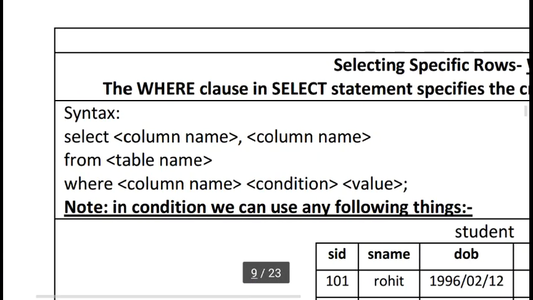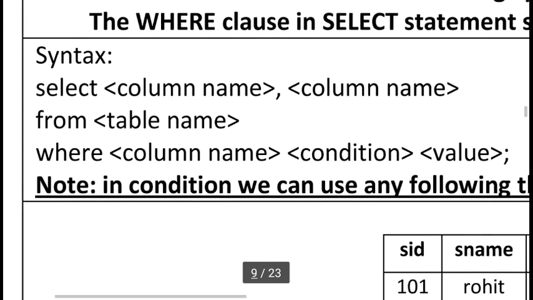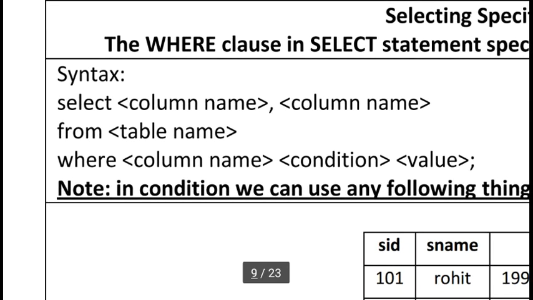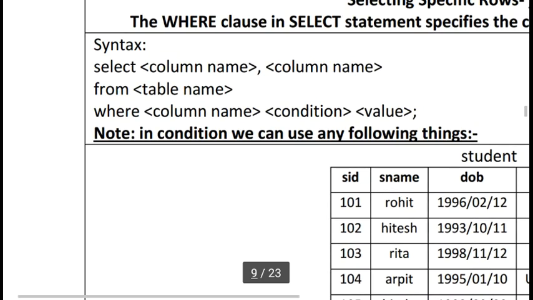So you can see the complete structure of the SELECT command. Syntax: first we write SELECT, then our particular columns, column name 1, column name 2, then FROM table name, and we can use WHERE with column name, condition and value. So in WHERE we can specify a condition to get the particular, selected rows. We use conditions like the following.